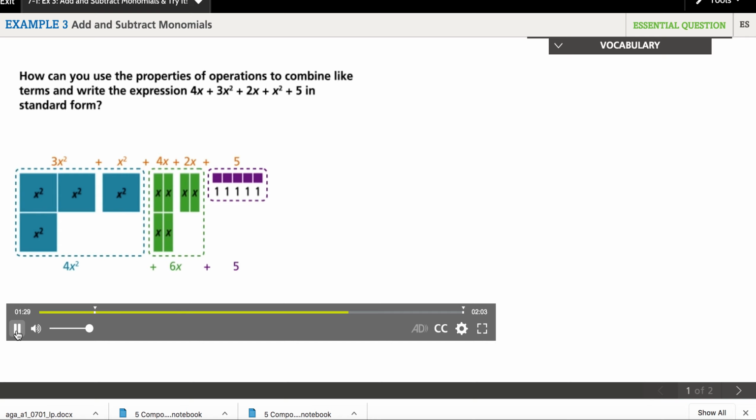The expression 4x plus 3x squared plus 2x plus x squared plus 5, written in standard form, is 4x squared plus 6x plus 5. You can also rewrite the expression in standard form using the properties of operations. Identify the like terms. Then rearrange the terms in the expression to group like terms together. Then combine the like terms. The expression in standard form is 4x squared plus 6x plus 5.